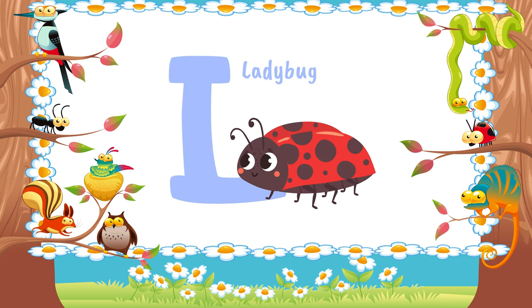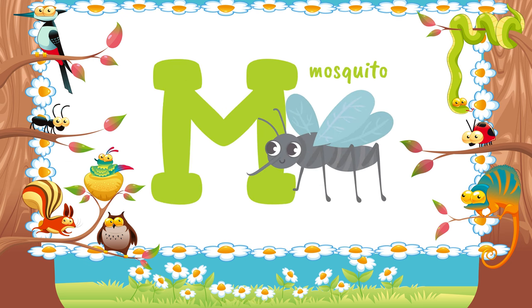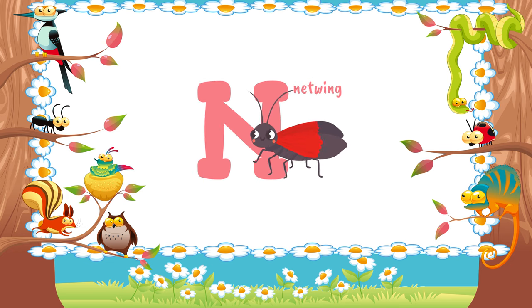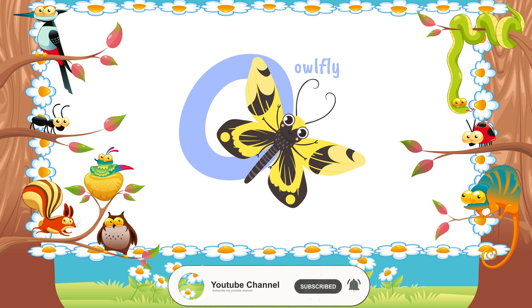L. L for ladybug. L. A. D. Y. B. U. G. Ladybug. M. M for mosquito. M. O. S. Q. U. I. T. O. Mosquito. N. N for netwing. N. E. T. W. I. N. G. Netwing. O. O for owlfly. O. W. L. F. L. Y. Owlfly.